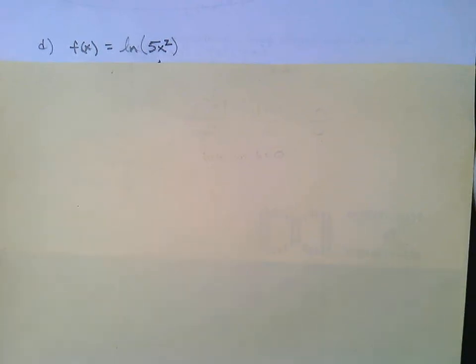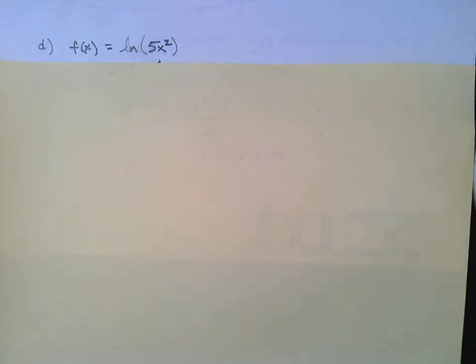Picking up right where we left off. We're going to go to part D here in our examples of just finding these derivatives. A lot of practice with the chain rule in different styles. Part D says f of x equals the natural log of 5x squared.